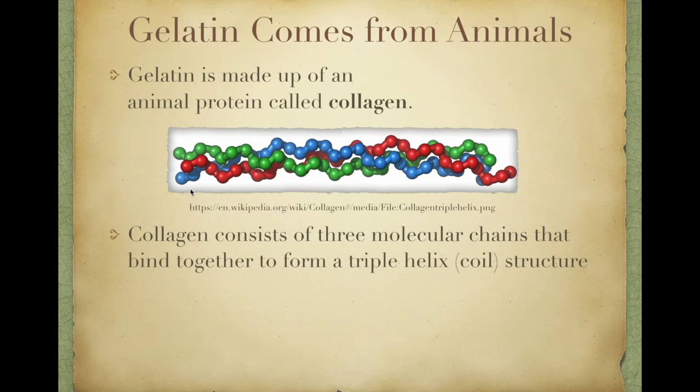The protein is collagen, and collagen is a protein that consists of three separate chains, all attracted together in a helix structure. So they wind around each other. And that picture is shown here.